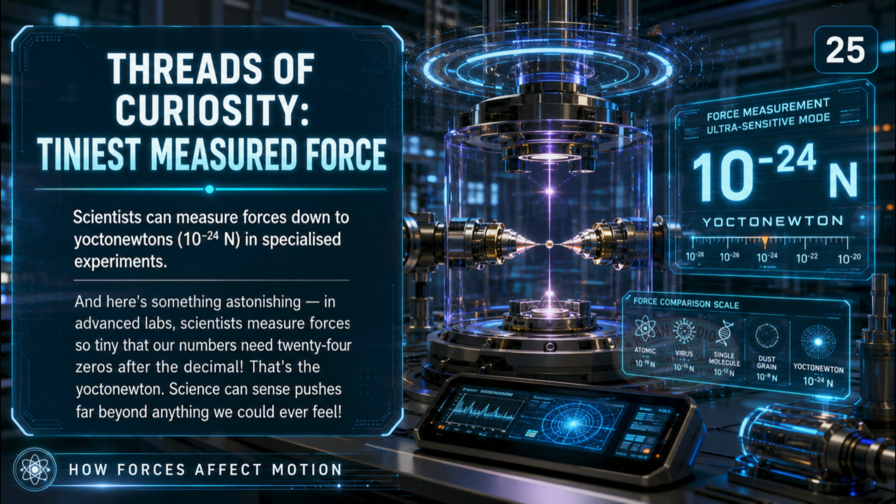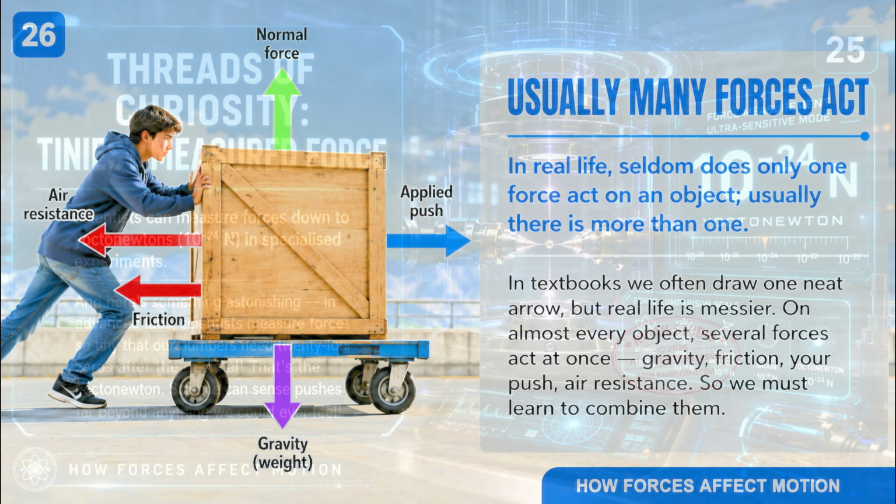Threads of curiosity: tiniest measured force. And here's something astonishing. In advanced labs, scientists measure forces so tiny that our numbers need 24 zeros after the decimal. That's the octanewton. Science can sense pushes far beyond anything we could ever feel.